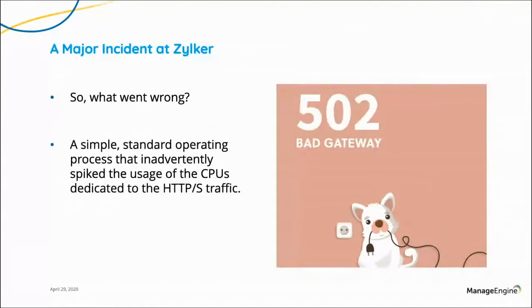And what caused this outage, right? Further analysis by the Zilker technicians found out that there was a simple process which was performed on a CPU, right? And that particular process spiked the usage of that CPU. And that CPU was dedicated for the HTTPS traffic which comes in through Zilker, right? So that was a simple cause, but it spiked a major incident where users were not able to get in and access their services, right?